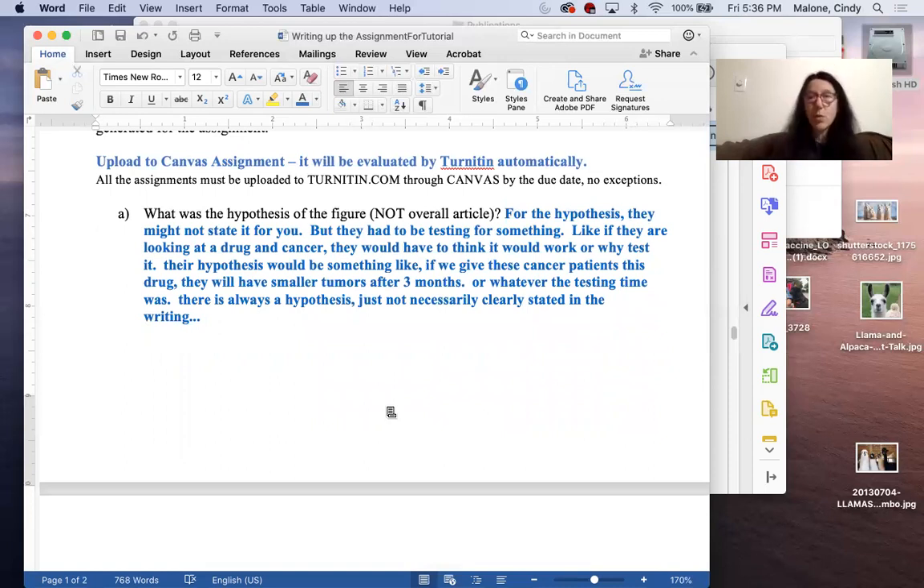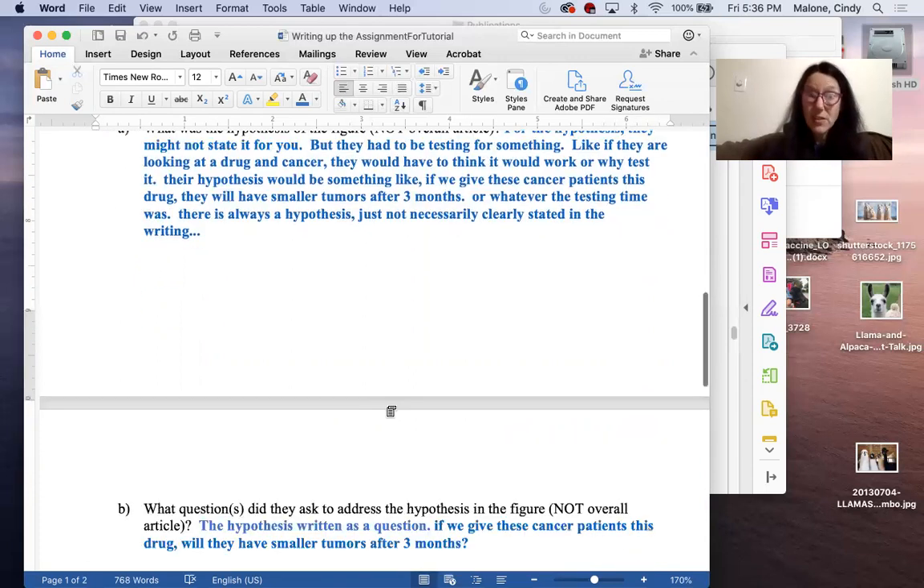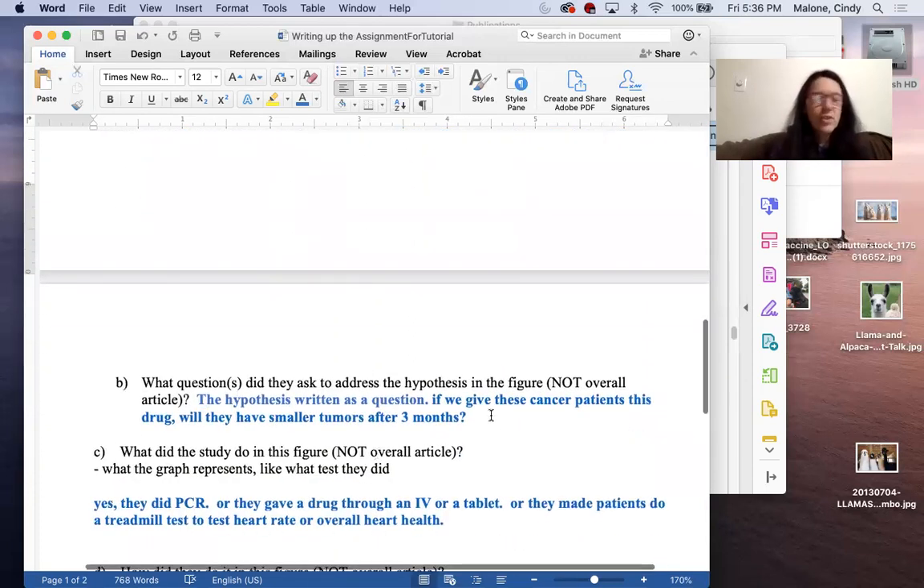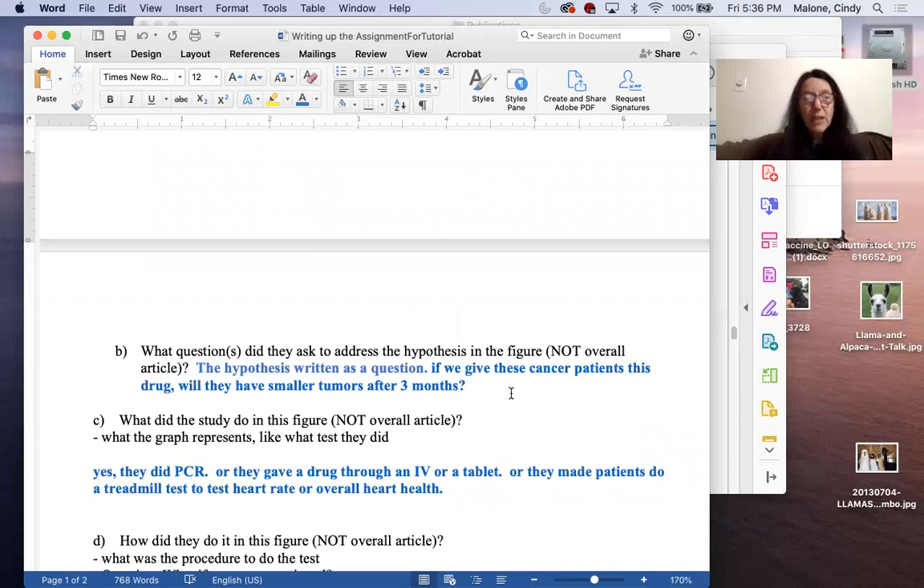What did they test for? What did they use? What did they find? Hypothesis. And then the question, right? It's just written as a question. If we give cancer patients this drug, will they have smaller tumors in 3 months? So again, sometimes the question's easier to start with, then you can come up with a hypothesis just for that figure. So they're not trying to cure cancer. So don't say, if we give these patients this drug, they want to cure cancer. No, they're looking at them in 3 months. Will it get smaller? That's what they study.